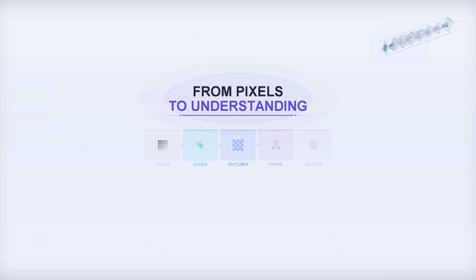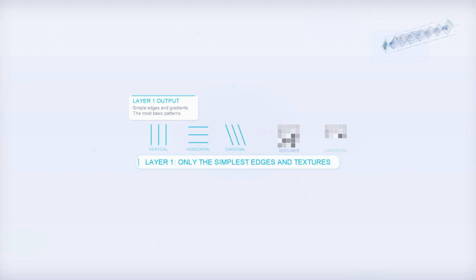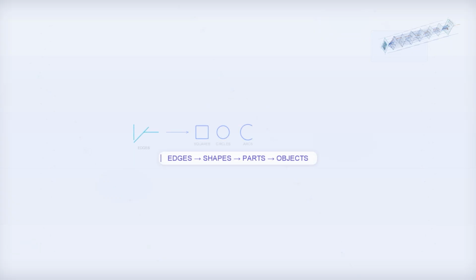The first layers in the network detect the simplest features. Just edges and basic textures, nothing fancy yet. But something magical happens in the deeper layers. Edges start combining into recognizable shapes. Squares, circles, curves, geometric building blocks. Then shapes combine into real-world parts. Eyes, noses, wheels, ears, things we can recognize. And parts combine into complete objects.